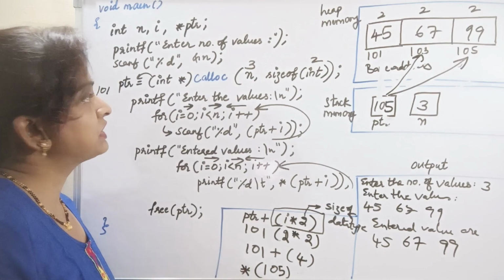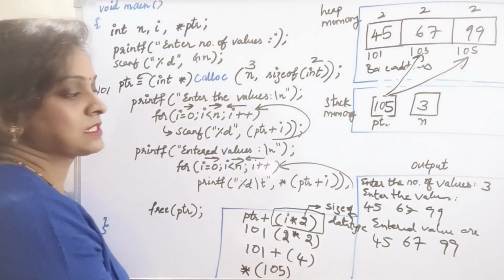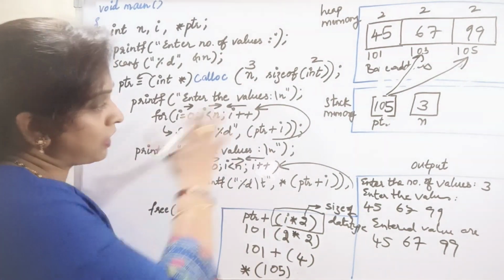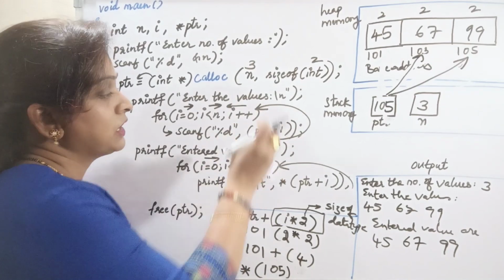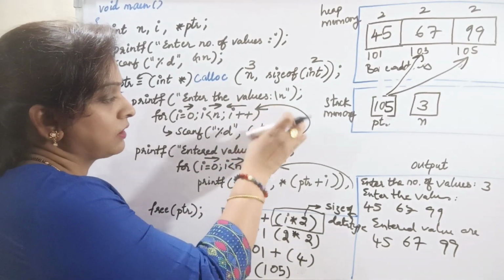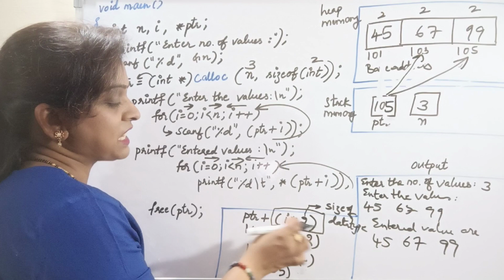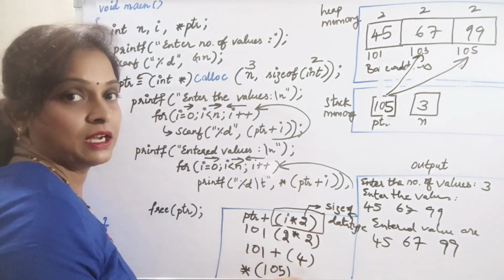So now we have seen with calloc, right? So we accept the value and we print the value. So I think you have understood with this. You have to analyze this particular calculation. So it is PTR plus i into 2, size of the data type.